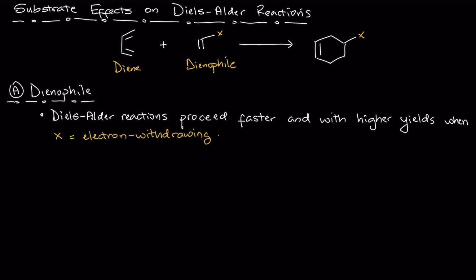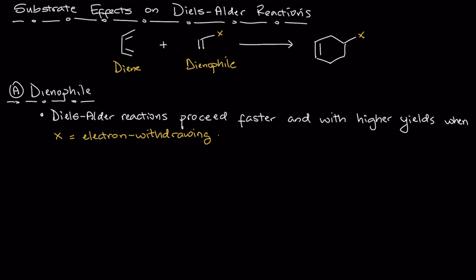And so it turns out that the nature of X actually matters. I've been showing you a generic X on the dienophile, but experimentally, we know that Diels-Alder reactions will proceed faster and with higher yields, so you get high yields of your product, if that X is an electron withdrawing group. So here are some examples of X groups.